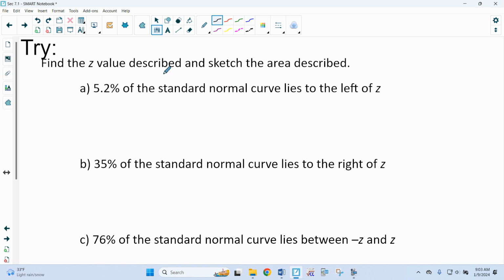All right, here are three for you to try. Go ahead, pause the video. You can try these three, and then we'll come back and look at the answers and see if you got them right.